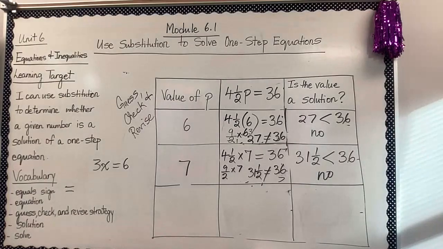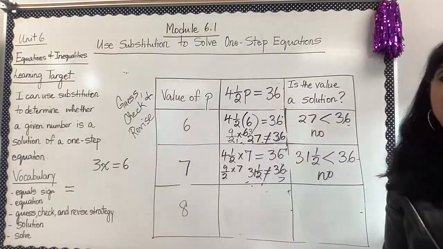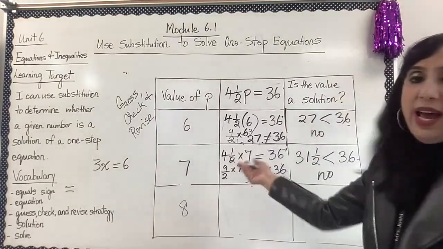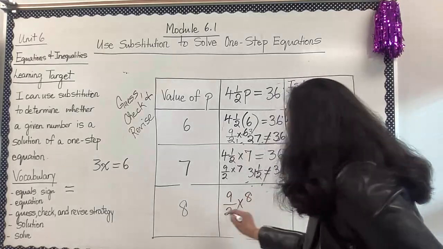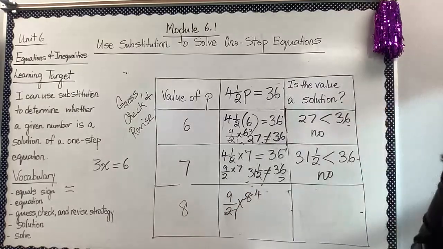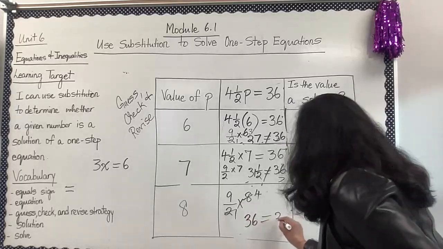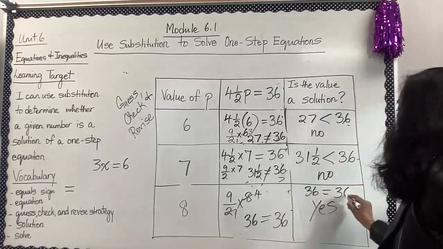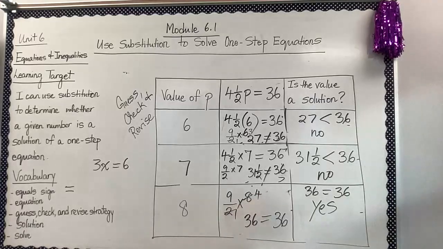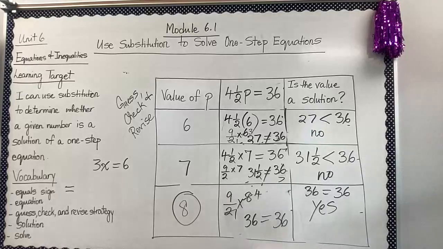Okay, and then let's try substituting 8. If I substitute 8, once again, 4.5 is 9 over 2, right? Times 8, I get 1 here, I'm simplifying. And what is 4 times 9? I get 36 is equal to 36. So yes, because 36 is equal to 36, 8 is a solution. And so Navea needs to use 8 planks in order to build the door.